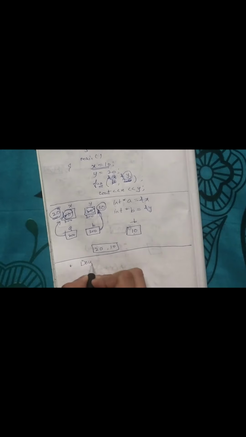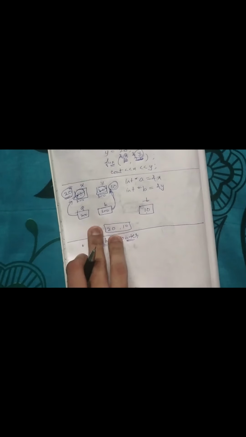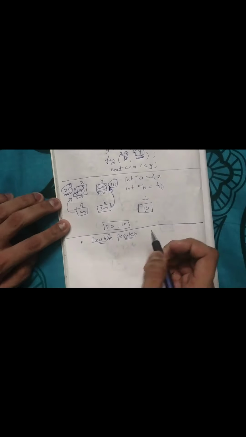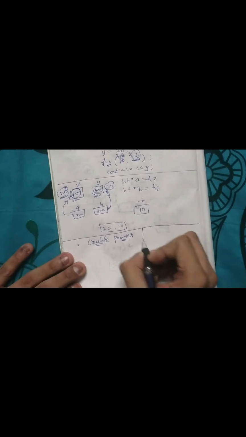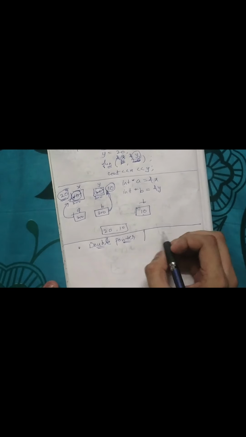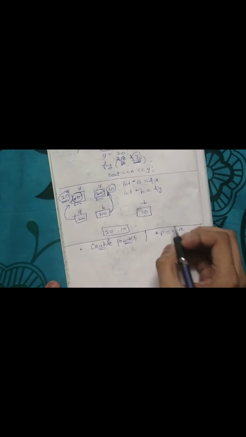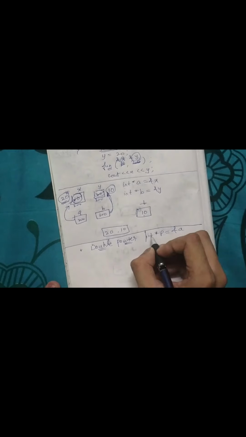How does it work? Now let me show you another thing, which is the double pointer. So how does a double pointer work? It is also an easy concept, like a pointer is. Your pointer is just storing the address of another variable, whereas a double pointer will store the address of a pointer.